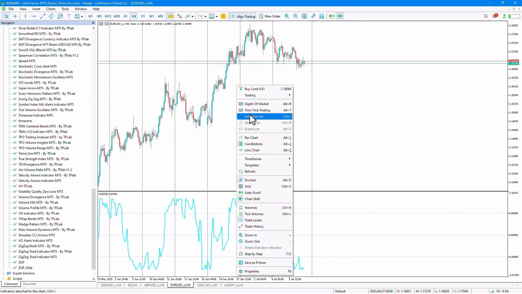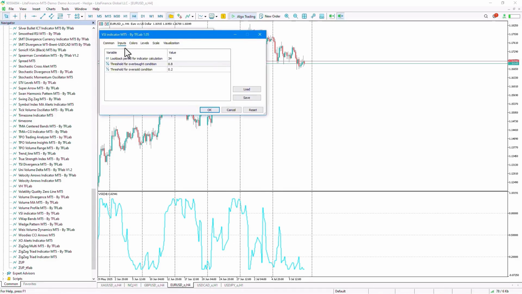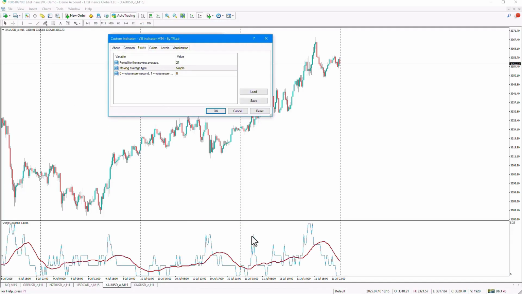In the settings section, under the input tab, there are options available for us. In the first part, we can select the time period for calculating the indicator, which is set to 34 by default. In the next section, we can select the overbought zone. And finally, in the last input section, we can set the oversold zone here, which by default is set to 0.2 and 0.8.